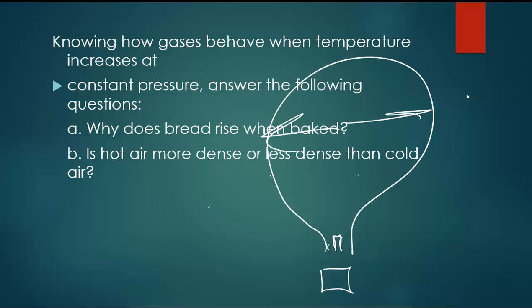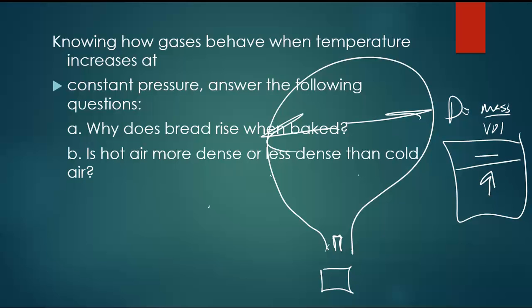Okay, it goes up. Now, let's remember what density is. Density is mass over volume. So, the mass of the air is not going to change, it's just air. But what happens to its volume? Goes up or down? So, what happens to the fraction as the numerator stays the same but the volume, the denominator, goes up? Let's see. 1 over 2, 1 over 3, 1 over 4. What's happening to the overall fraction? It's getting smaller. Okay, so the air inside here is becoming less dense.